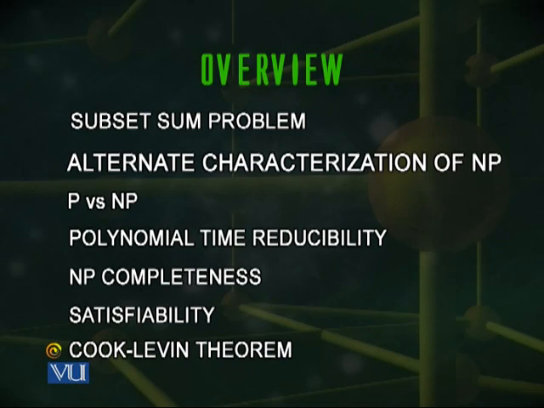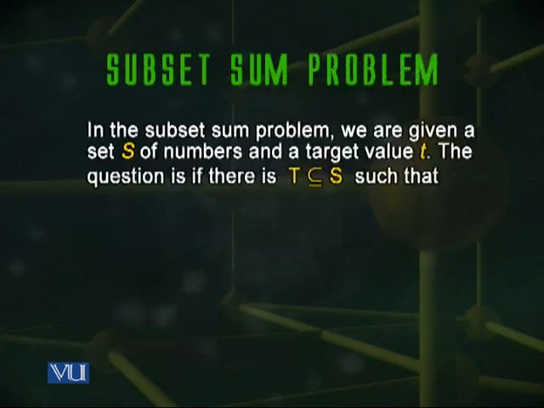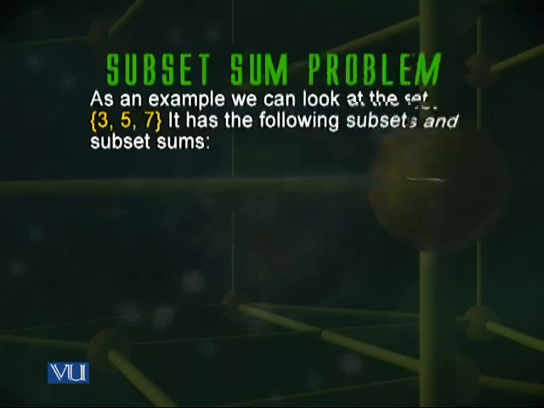Let us begin. We start this lecture by looking at the subset sum problem. In the subset sum problem, we're given a set S of numbers and a target value little t. And the question is, is there a subset capital T of this set S such that the elements in this subset T sum up to little t. As an example, let's look at the set 3, 5, and 7.